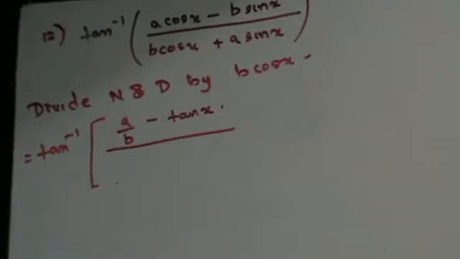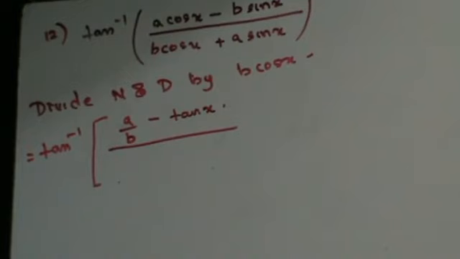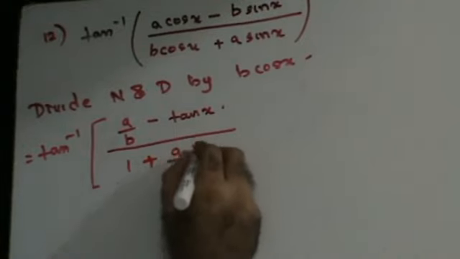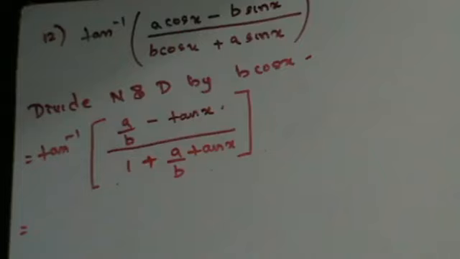b cos x upon b cos x is going to give you 1. So this will be 1 plus a sin x upon b cos x, which will give you a upon b tan x. Right? If I divide the numerator and denominator by b cos x, this is what I'll get.